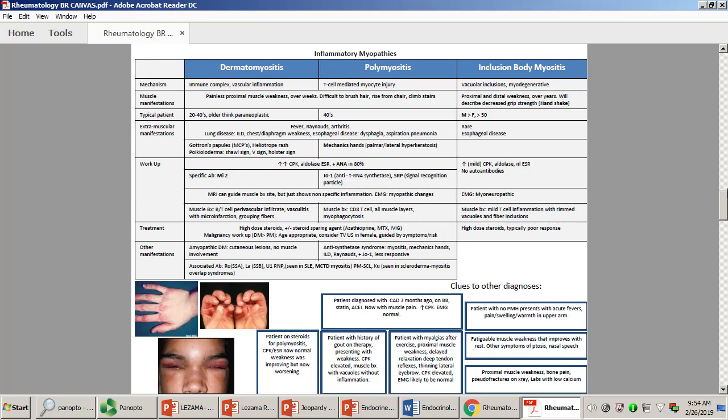Good. Patient diagnosed with coronary artery disease 3 months ago is on a beta blocker, statin, and ACE inhibitor, now has muscle pain, CPK is elevated, EMG is normal. Statin-induced. Excellent. Good. Patient with myalgias after exercise, proximal muscle weakness, delayed relaxation of deep tendon reflexes, thinning of the lateral eyebrows, CPK is elevated, EMG is likely to be normal. Hypothyroidism.